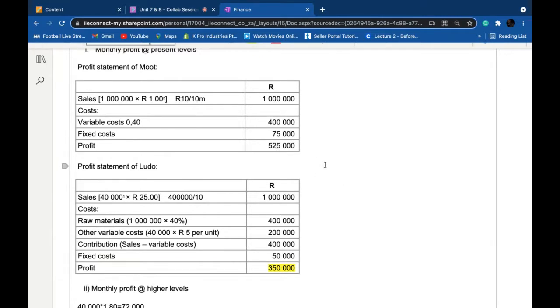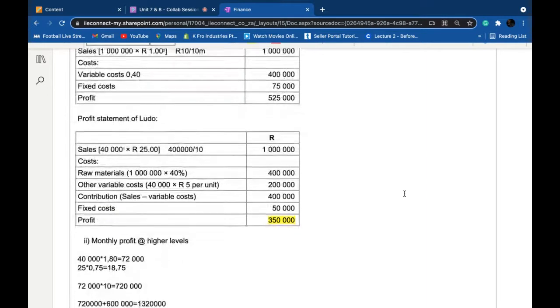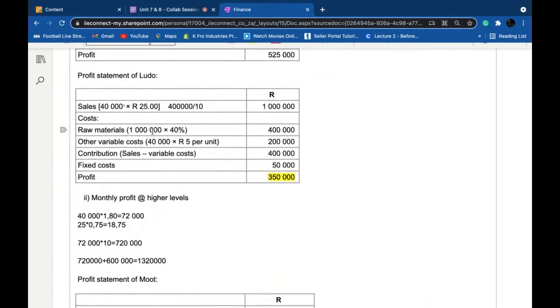Okay, and then you've got your costs there. You're establishing your variable cost, throw in your fixed cost to get to your profits. Okay, so that's the profits of Moot. To get your profits for Ludo, same scenario. You're establishing your revenue, whatever variable costs, then you throw in your fixed costs, then you get your profit. Done with part one, because there they just wanted you to get the monthly profit position.